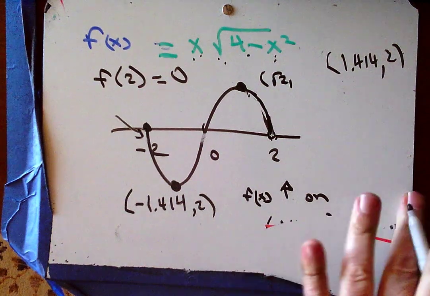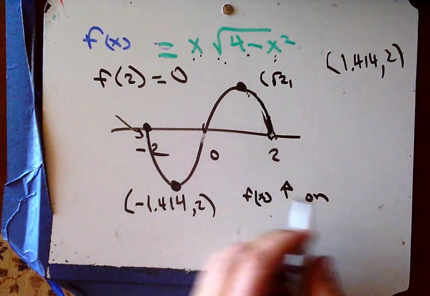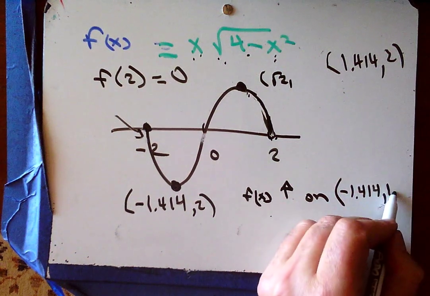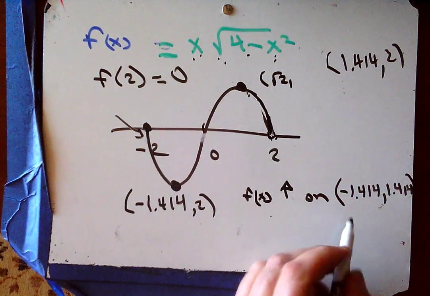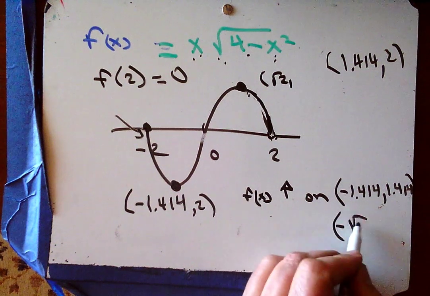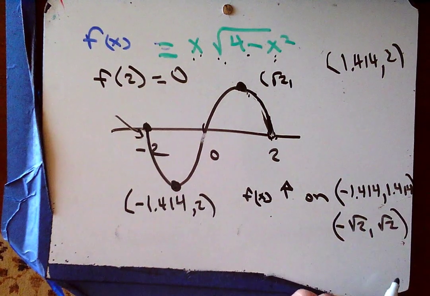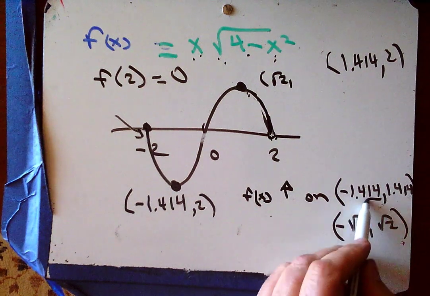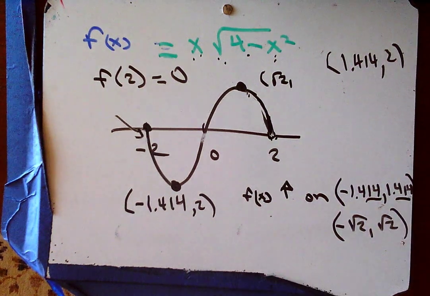Instead, I want to say increasing using only x values. So negative 1.414 to 1.414. I would be really happy to see this to this. I'm less keen on decimal approximations, and if you have to use decimal approximations, always go to 3 places unless told otherwise all year long. That's our rule, 3 places, rounded at the end, unless you're told otherwise. So that's where f is increasing.